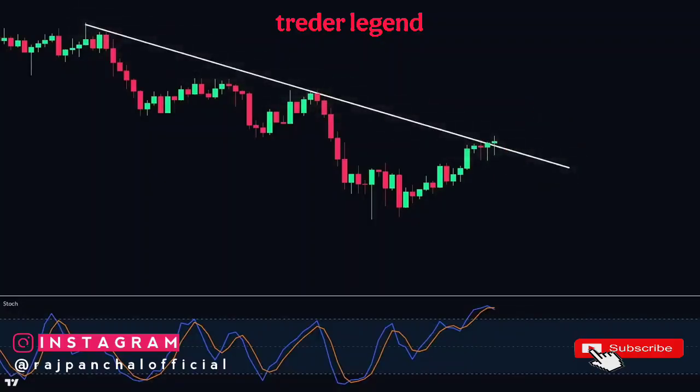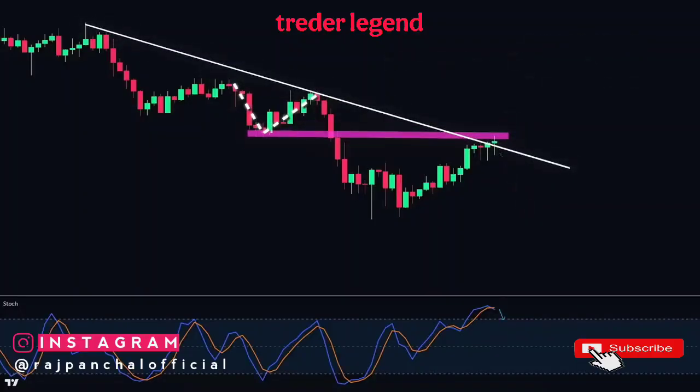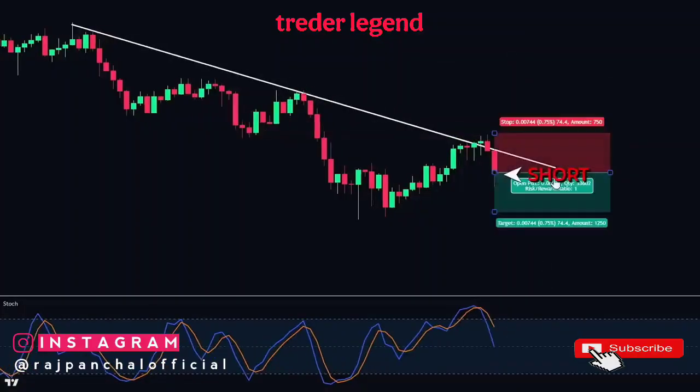Now, an interesting thing about this specific setup is that this area where price touches the trend line also seems to align with a support turned resistance level here. This is called confluence, and usually it's a sign that price has a higher chance of bouncing off that key level because of the two key levels converging. For the final entry confirmation, we wait for the stochastic line to cross back inside the overbought level. Once that happens, we take a short position.